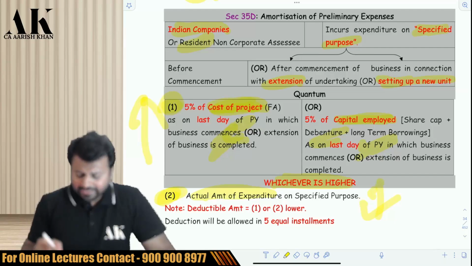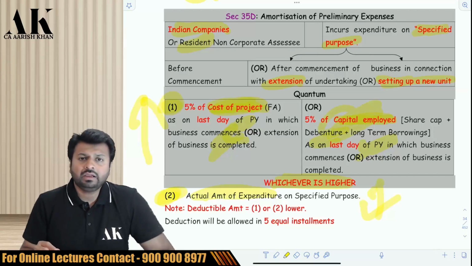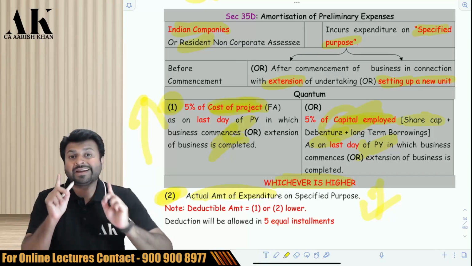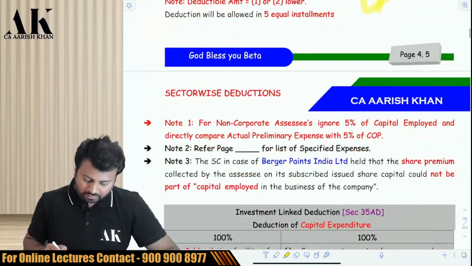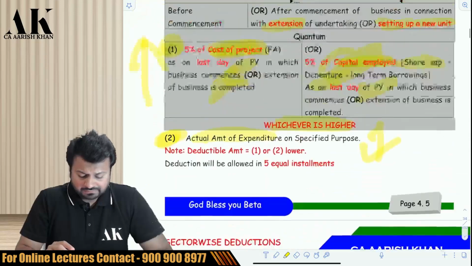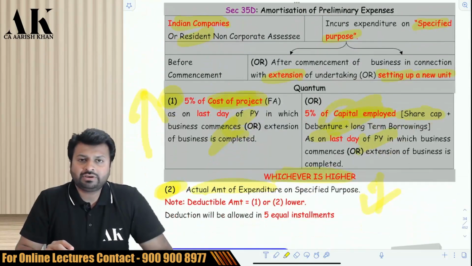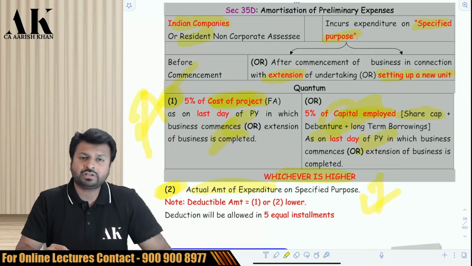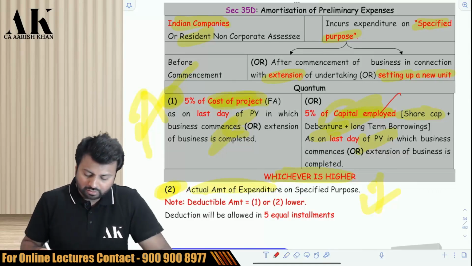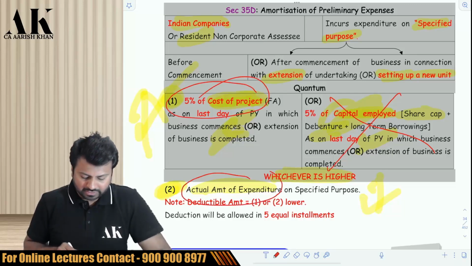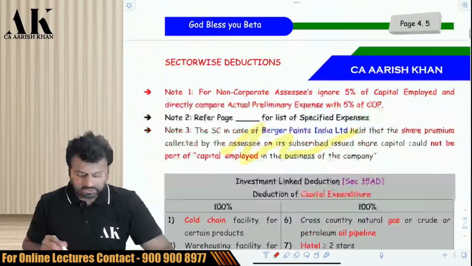Now, there is one issue which went to the Supreme Court in the case of Berger Paints Limited, whereby it was held that share capital will not include share premium. It will be merely share capital. Now, if the assessee is an individual, HUF, firm, AOP, BOI or a company, then this is the correct formula. But if it is not a company, then you have to ignore the capital employed point. You compare 5% of cost of project with actual expenditure, and whichever is lower will be allowed as deduction, as written over here.